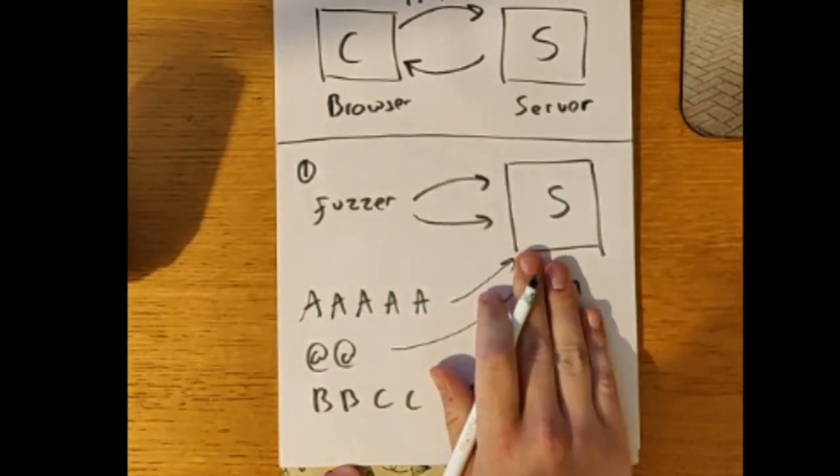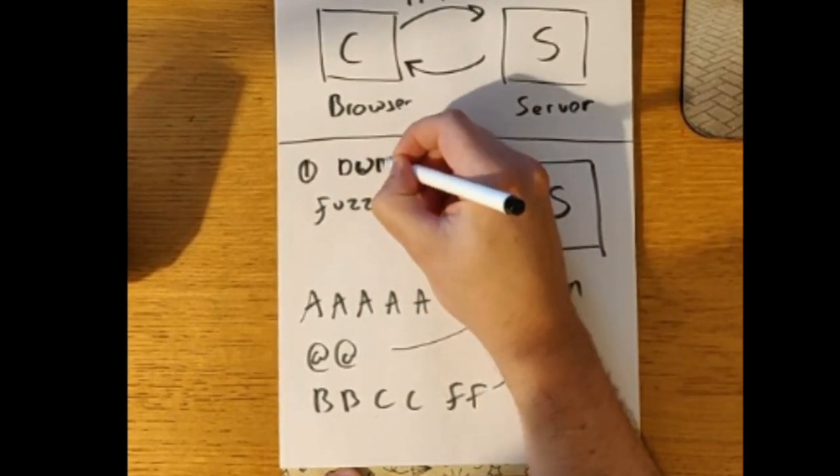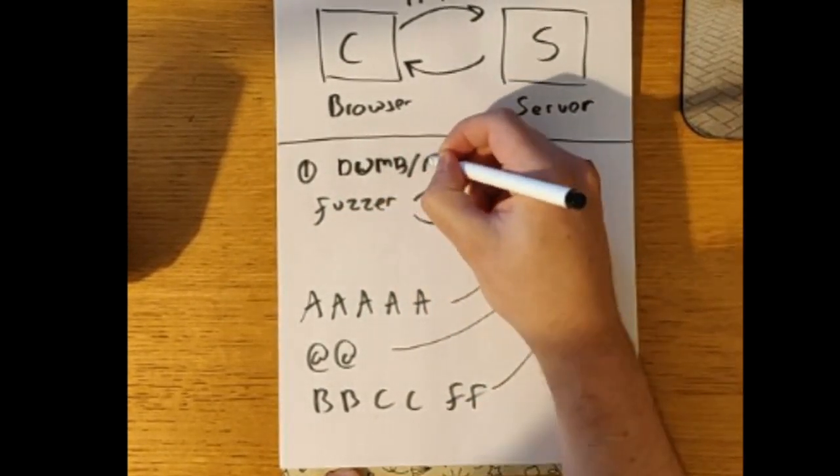So I would say this type of fuzzing is called dumb fuzzing. I call it dumb fuzzing. Or, you know, mutation.